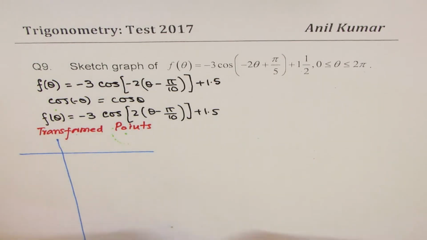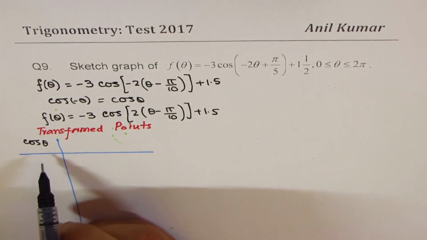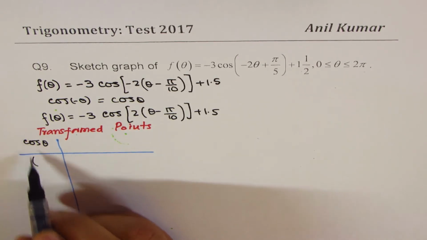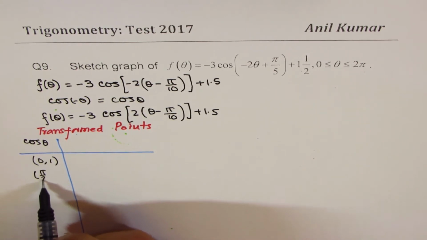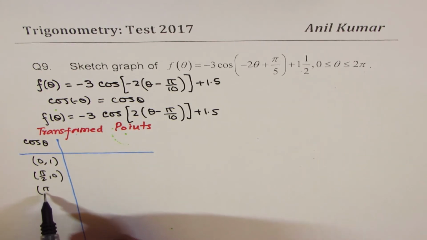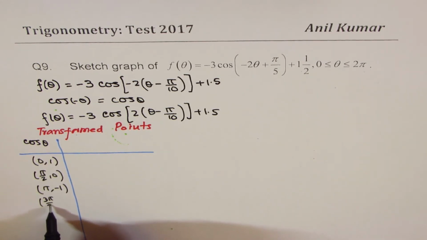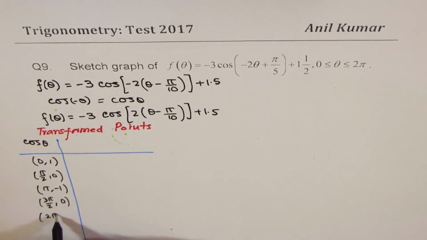Now I'm not using any graph paper. Normally in the test you will be given a graph paper. So as far as the cosine function is concerned, let's say cos theta, the key points you have to look into are: the cos function starts with 1, so it is 0 and 1, then pi by 2 and 0, then pi and it goes to minus 1, then 3 pi by 2, and then back to 0, and at 2 pi it is back to 1. So that is the cosine function.